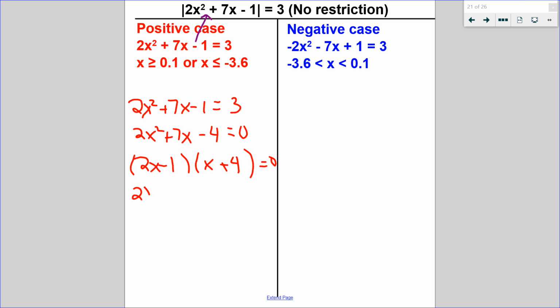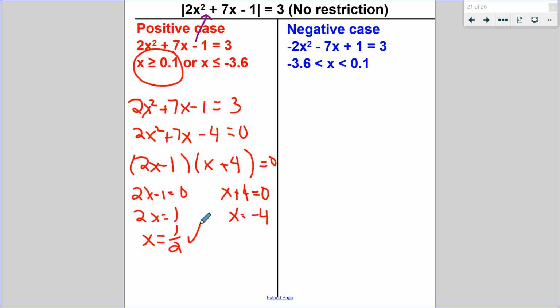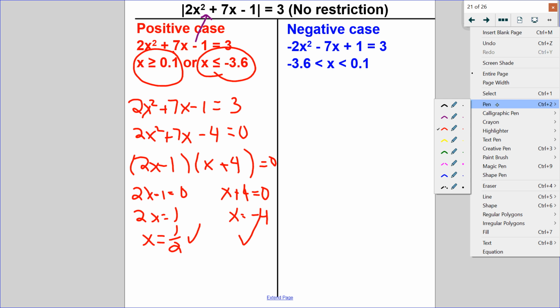Let's set each factor equal to 0. So 2x minus 1 equals 0. Add 1 to both sides. Divide both sides by 2. Here, x plus 4 equals 0. Subtract 4 from both sides. x is negative 4. So I'm going to check these against the subdomain, and then I can check on my calculator after. So x is equal to a half. x has to be greater than or equal to 0.1, so this is good. My second subdomain is that x has to be less than or equal to negative 3.6, and that one works as well. So it looks like both of those are in the running for a good solution.